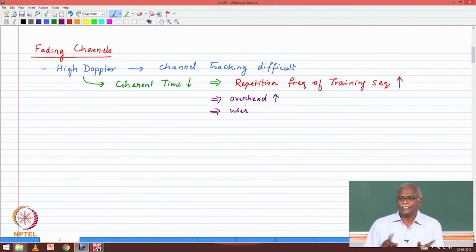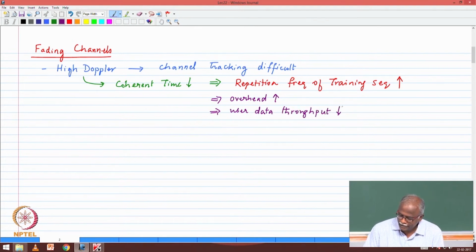So you see that there are linkages, and it's not one without the other. So if you could do differential detection, or any other form of non-coherent detection which did not require knowledge of the channel, notice that your system design is not affected by Doppler. You will not be spending any overhead on transmitting these training sequences. So there are several advantages, but again there are limitations that we would have to keep in mind. So this would also mean user data throughput will go down. Okay, so there are linkages to the system design, and I would like you to always keep in mind the different trade-offs that are happening.